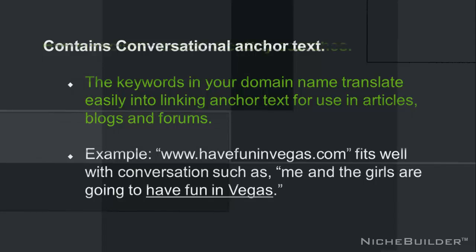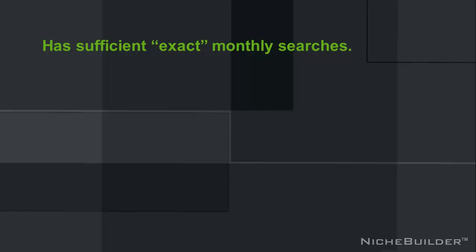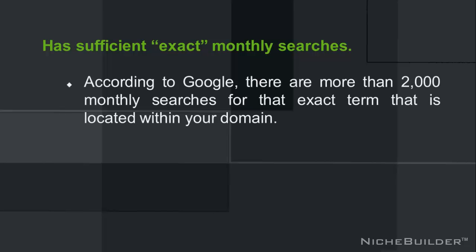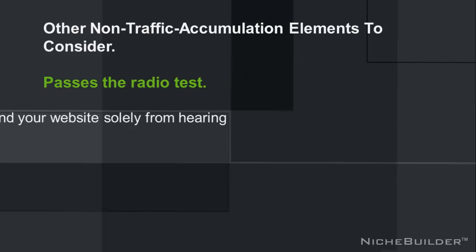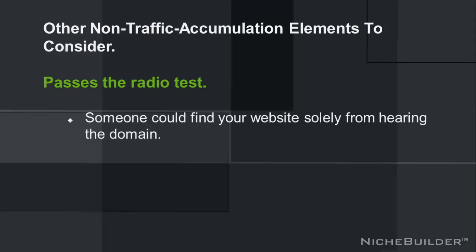After that, let's take a look at whether it has sufficient exact monthly searches. According to Google, you want your keywords to have more than 2,000 monthly searches for that exact term that's located within the domain. Now, aside from the things on the internet, here's a couple of non-traffic accumulation elements that you'll want to consider. First, you want it to pass the radio test. This means that someone could hear your domain on the radio, not having seen it spelled out, and still find your website solely from hearing the domain name.